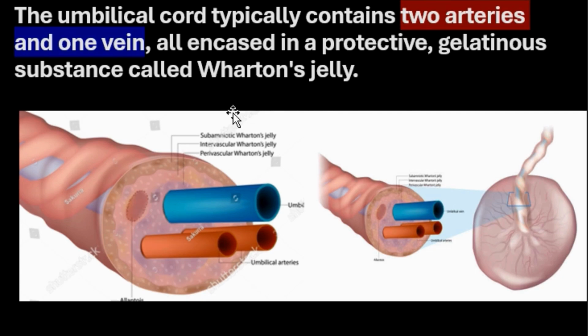Let us see the diagram. The umbilical cord typically contains 2 arteries and 1 vein, encased in a protective gelatinous substance called Wharton's jelly. You can see the 1 big vein and 2 arteries here. So, 1 vein and 2 arteries. 1 vein, 2 arteries.